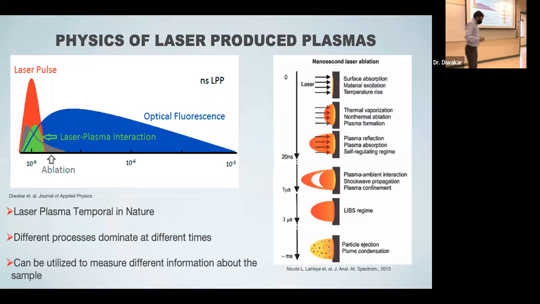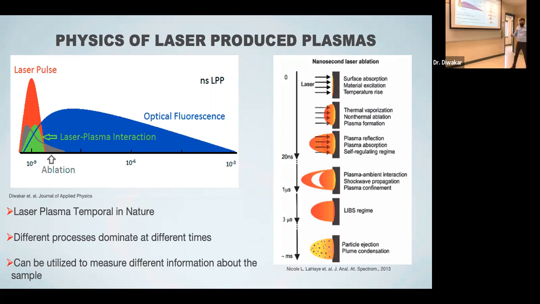So now I'm going to talk briefly about the physics, not too much, just to get an idea of what exactly is happening. The laser plasma is temporal in nature, as I mentioned. So nothing is catching fire at 40,000 Kelvin, because the plasma itself is a very time-dependent phenomenon. The laser, as I mentioned, is a nanosecond laser.